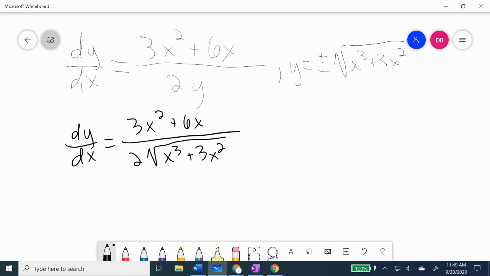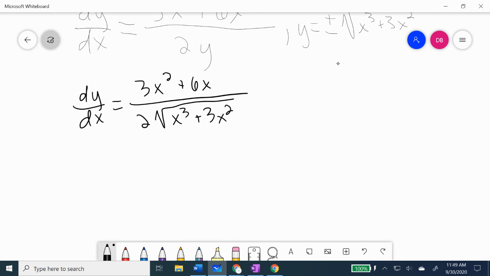I should look at two equations, but I'm going to temporarily just look at the positive version of that square root. Now, be careful. I'm concerned with what is going on when x is equal to 0. That means that I need to determine what is the limit as x approaches 0 of this derivative.